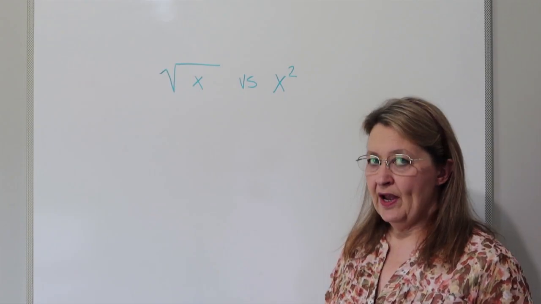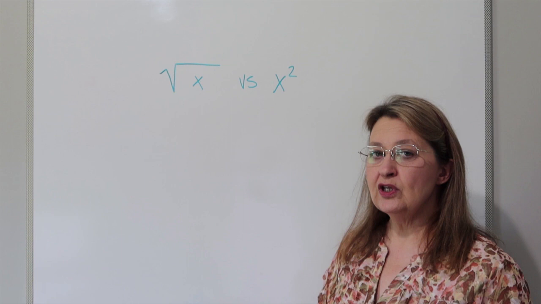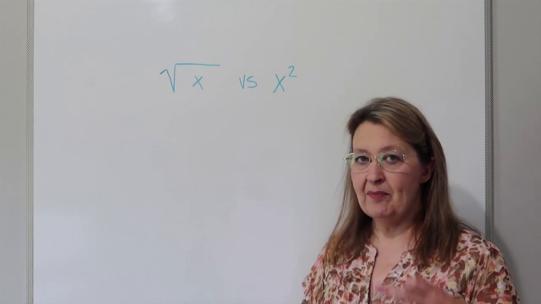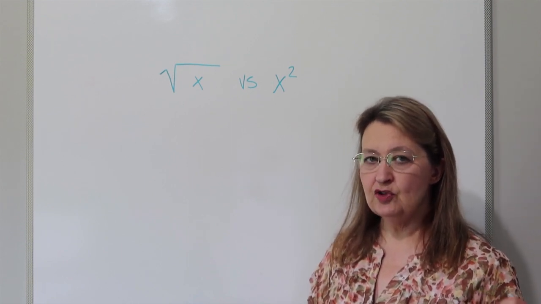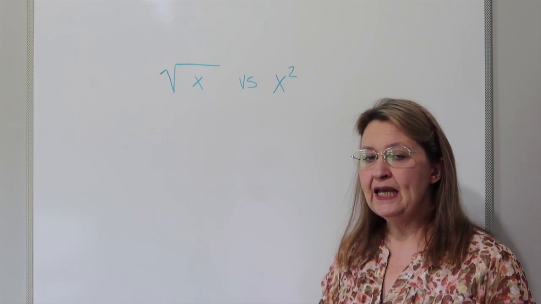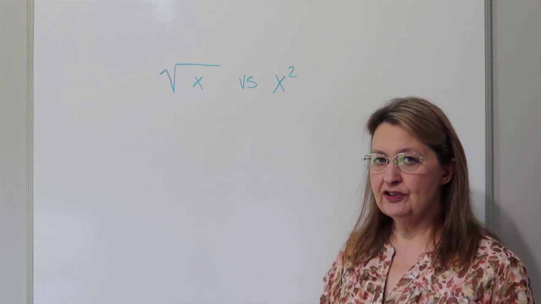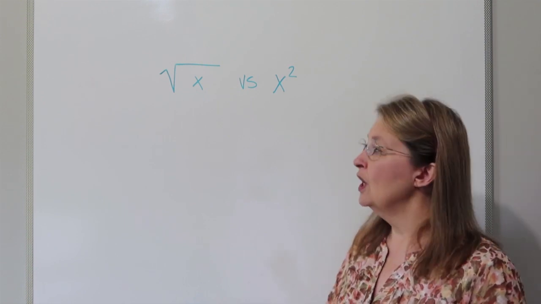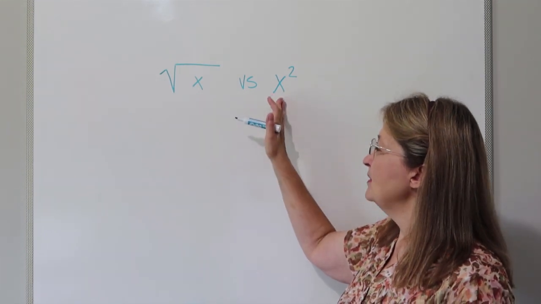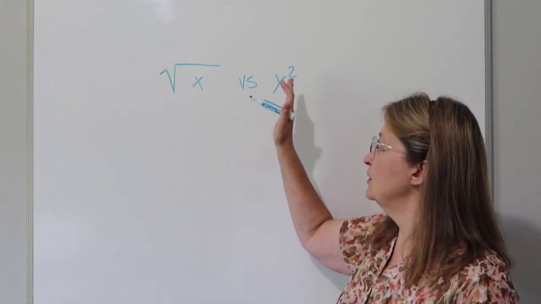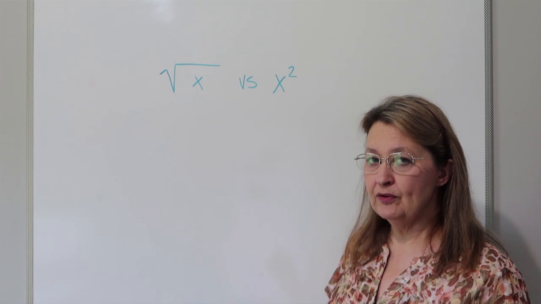So what is a radical? A radical is actually an operation sign. It's a mathematical operation, just like addition, subtraction, multiplication, division. And just like those operations are opposites of each other, a radical is the opposite of squaring a number. You can square a number or you can take the square root of it.